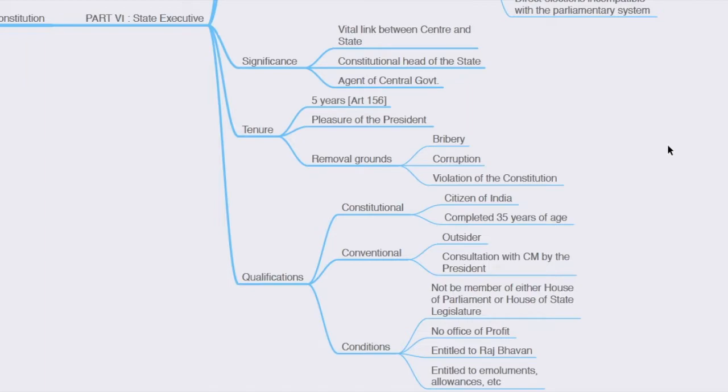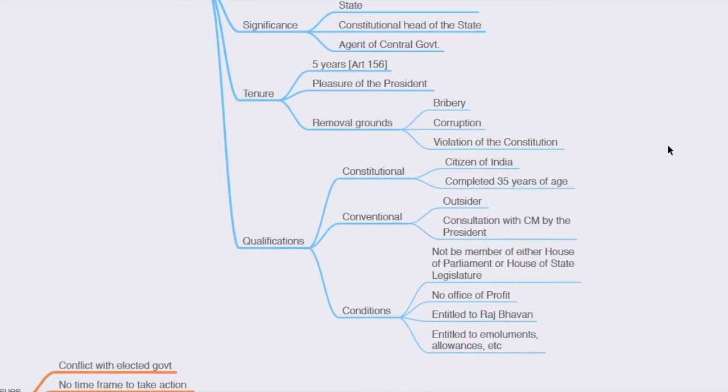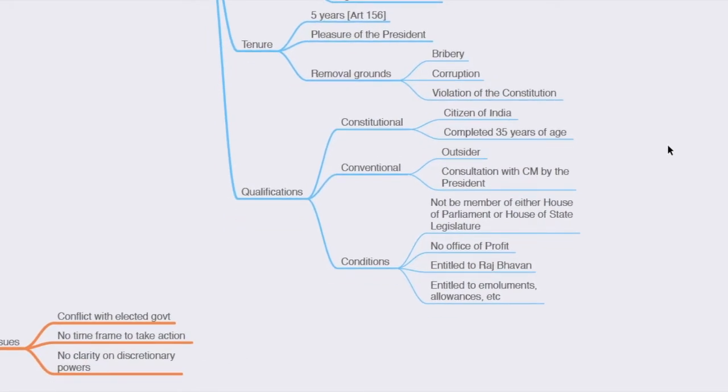Now let's see the tenure of the governor. The governor's tenure is 5 years, Article 156. He remains in office during the pleasure of the president. Removal grounds are bribery, corruption, and violation of the constitution. Mostly governors are not removed from their office, and if there is some dispute, they are usually transferred from one state to another. What are the qualifications required?